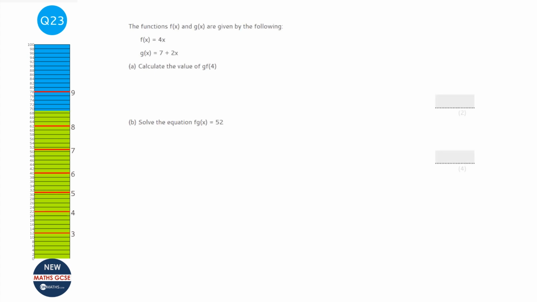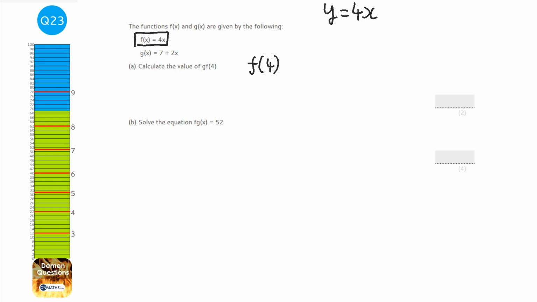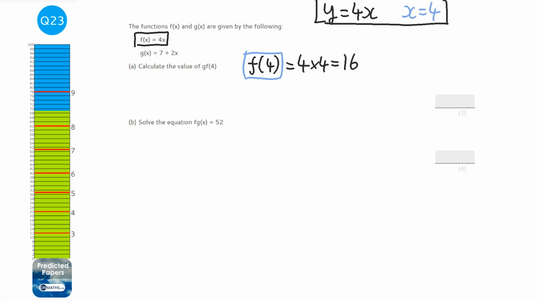Now this is a question about composite functions, and I'm going to start this question off by just answering this question. What is f bracket 4? Now this equation here, up until this level, that used to be y equals 4x, and the question we have here would be, what is y when x equals 4? It's the same question, it's just a different way of writing it. So all you need to do for f brackets 4 is feed in 4 as x. So that's going to be 4 times 4, which is 16. Okay, same answer as this, and it's the same question just written differently.